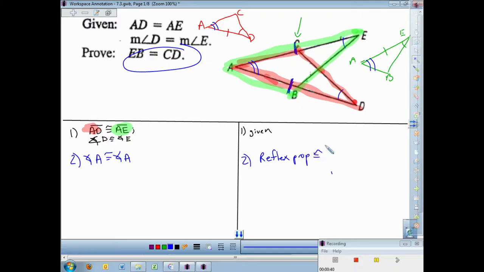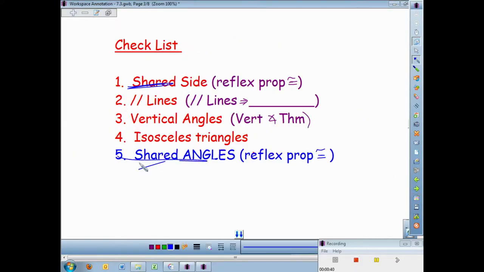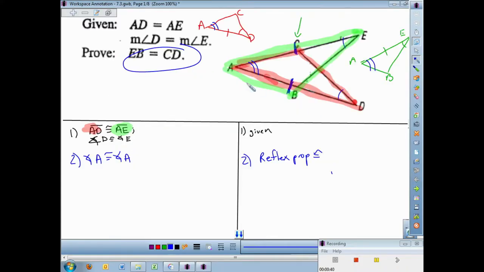So that's cool. Now our checklist is basically complete. There's 5 total things on the checklist. Boom, boom, these 5 things. The shared angle, that's the new thing, and that's still going to be the reflexive property. So that's what we got.